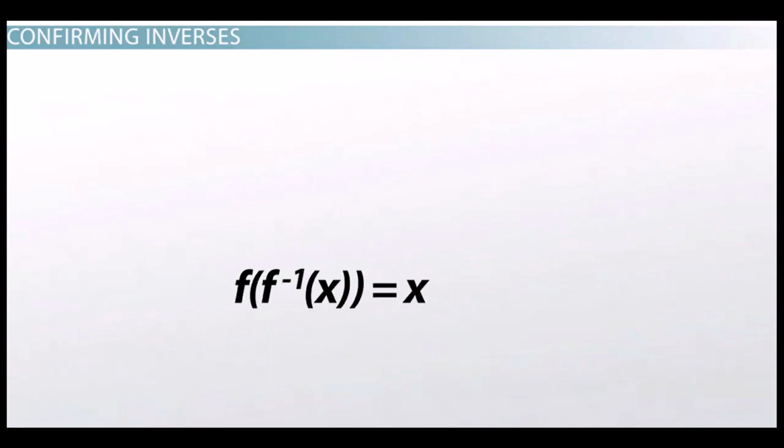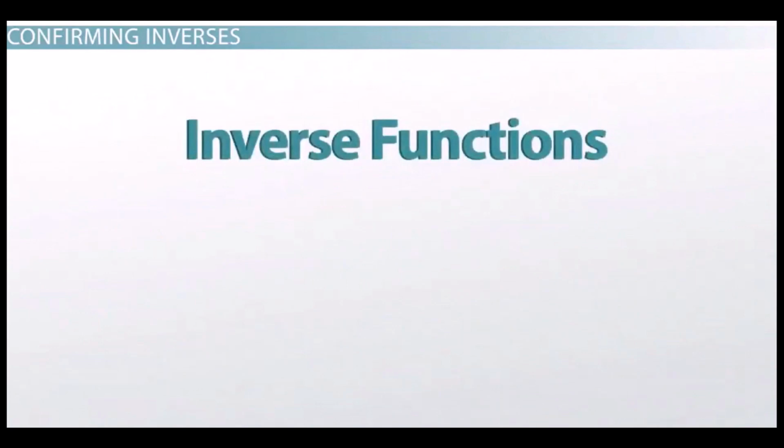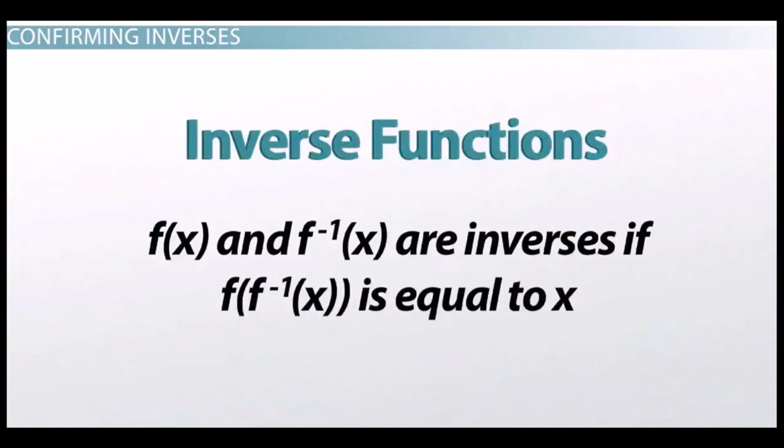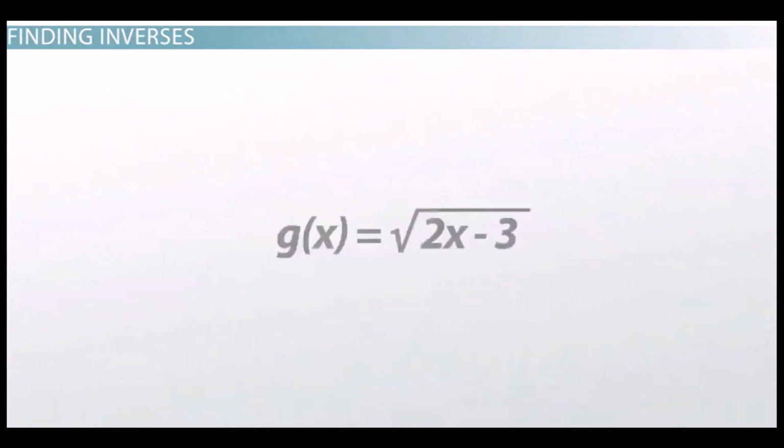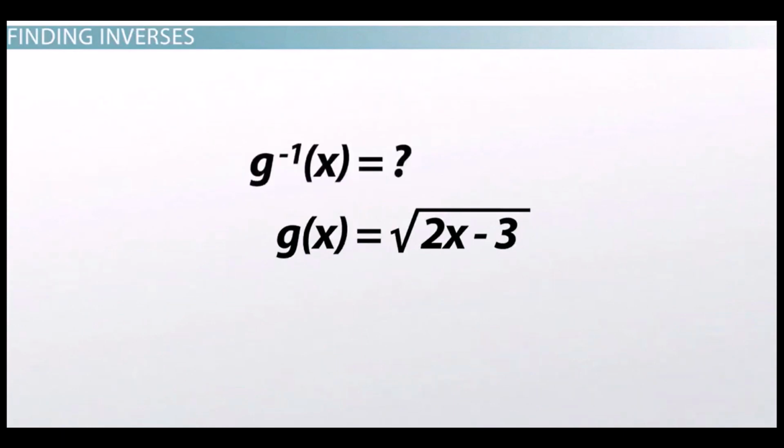This process actually shows us the mathematical definition of inverse functions. Two functions that, when composed with each other, cancel out and get us right back to the x on the inside. So now that we know what inverse functions are, how might you go about finding one? Say we have the function g of x shown here. What would the inverse of g be?